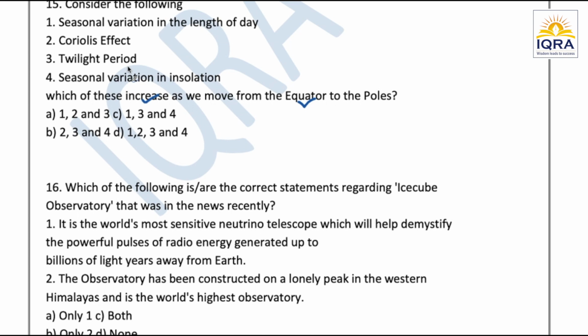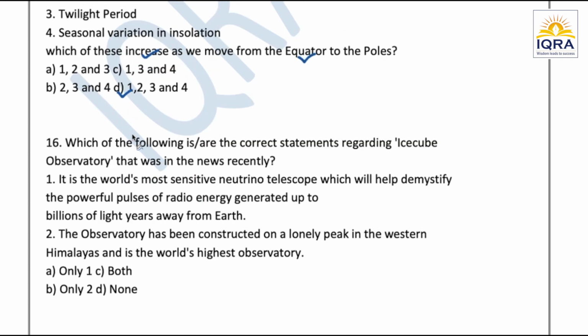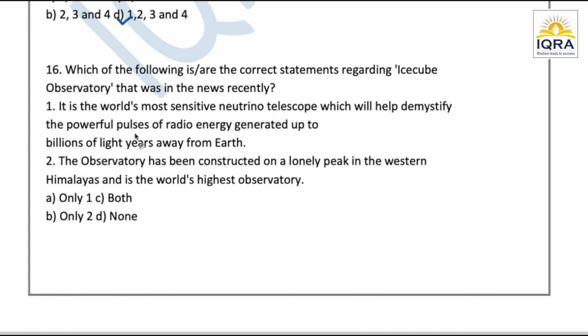Okay? So this also increases. Statement 4, seasonal variation in insolation also increases. Hence our option D becomes the correct answer. All of the above increases as we move from equator to the poles. Okay.